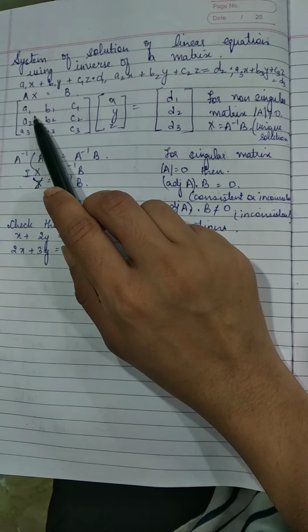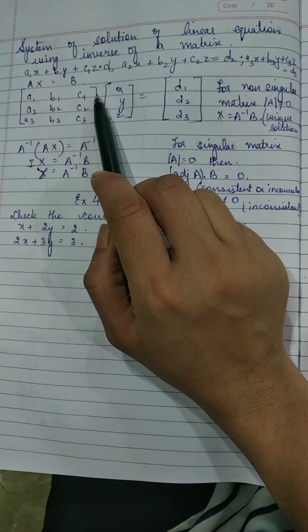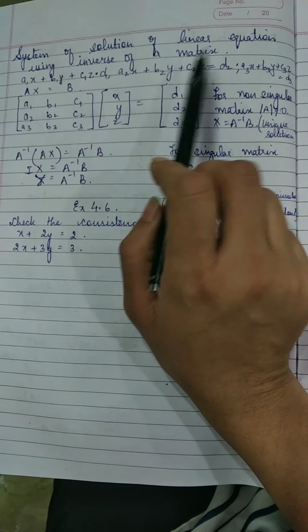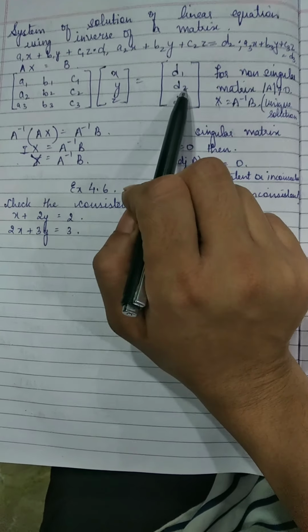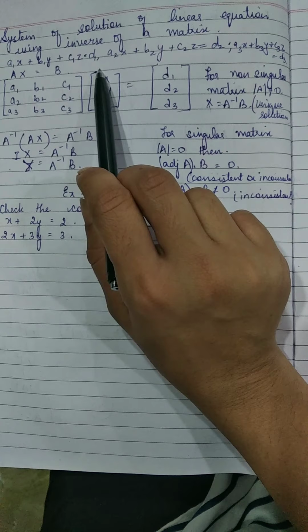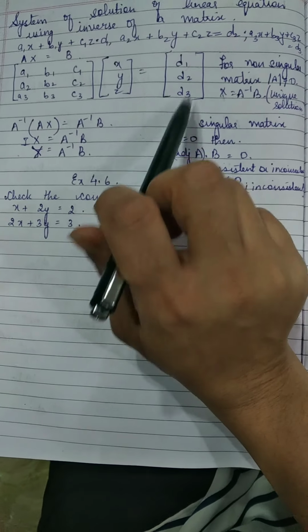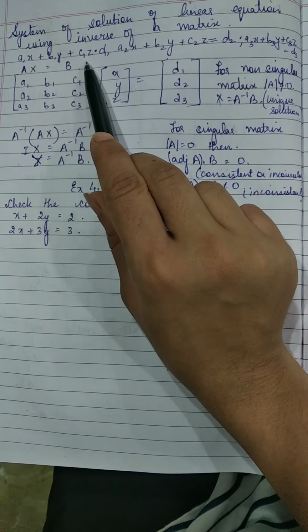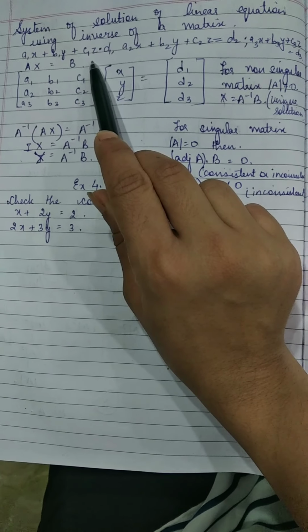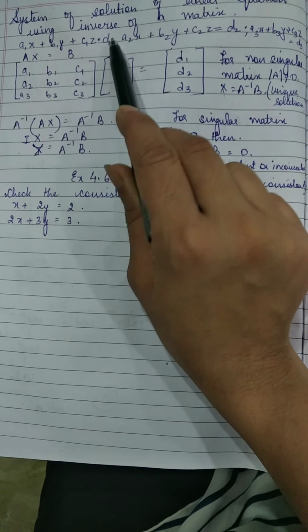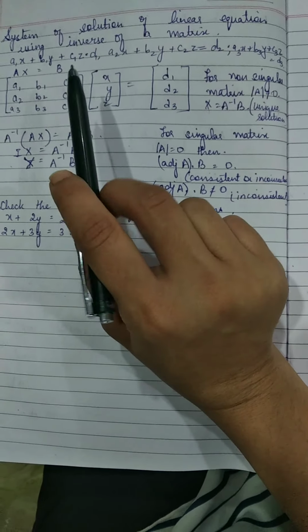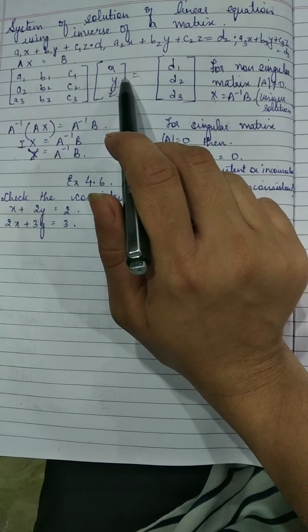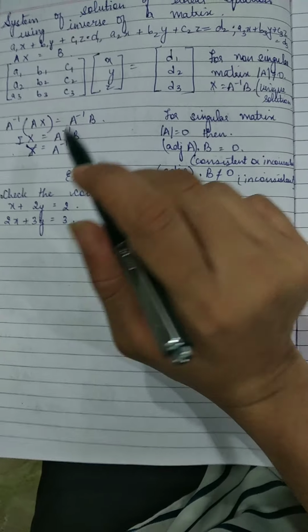Matrix A represents the coefficients of the variables in these equations. X, y and z are the variables. D1, D2, D3 are the constant values of these equations. So we can represent these equations in the form of a matrix, that is AX is equal to B. Now, using the inverse, how can we find the solution?